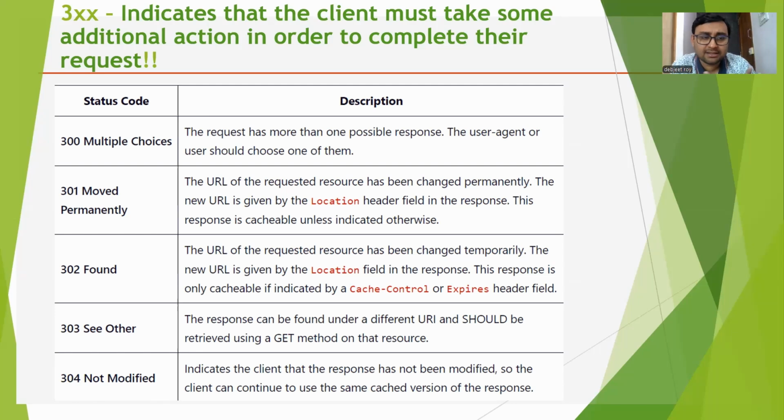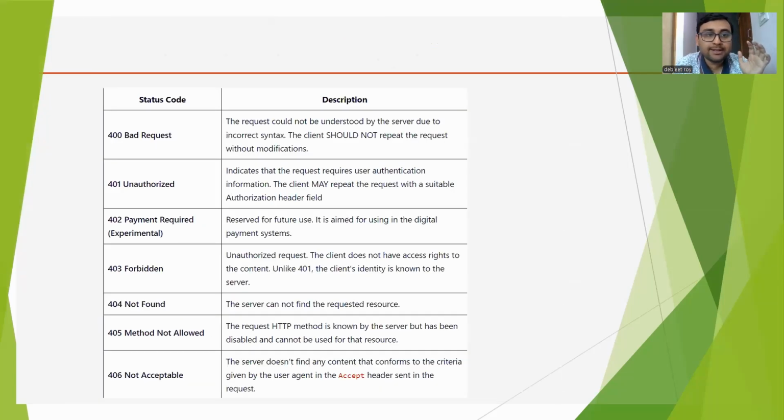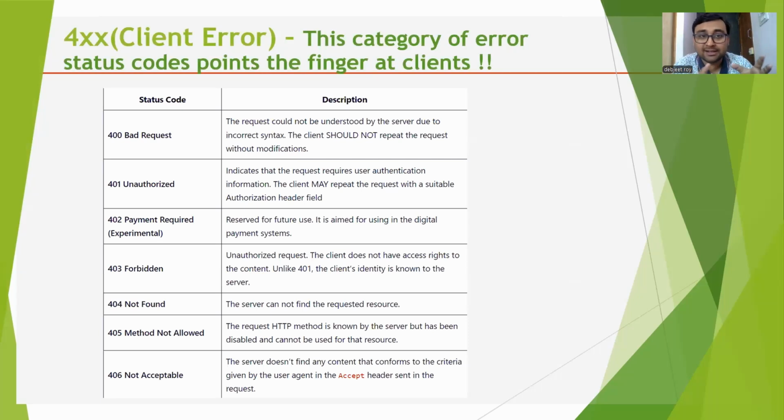So these are the basic four or five. There are a lot of status codes for each of 1xx, 2xx, but these are the main ones. You should be going through them. Then these are for 4xx client error. Client error means the client is making some error in sending the request. From the backend side it's fine, but the client is making some issue while sending the request.